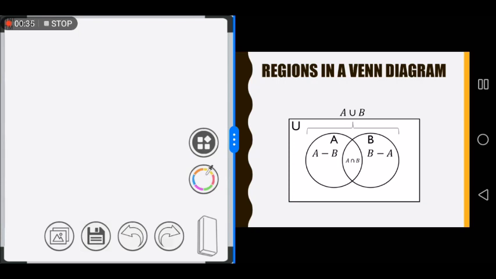Now, may areas dito sa ating Venn diagram that correspond to the different operations on sets. Okay? So, for the middle part, or the part where the two circles intersect, that is for the intersection. The part on the left-hand side, after taking away the intersection part, that one is the difference of A and B, or the unique elements of A. The part of the circle on the right-hand side is the unique elements of B, or difference of B and A. Then combining all three regions will result to the union of A and B.